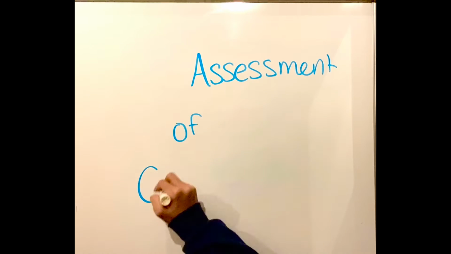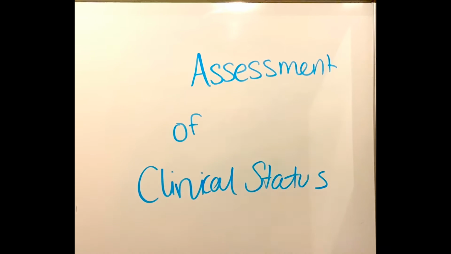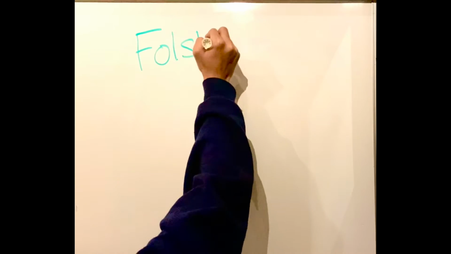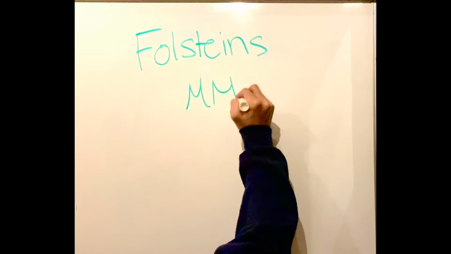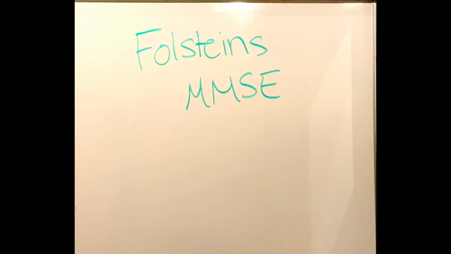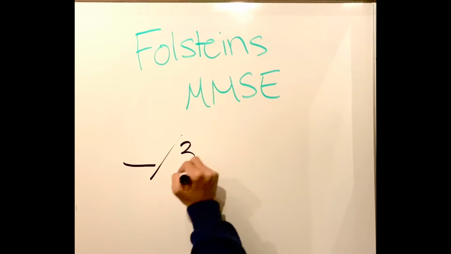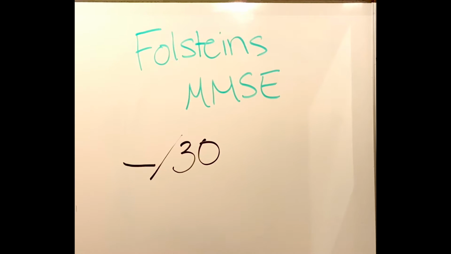The assessment of clinical status. Assessment of clinical status is done by Folstein's Mini-Mental State Exam. This is an exam that is based on 30 points and it is used to measure cognitive impairment. The lower the score out of 30, the more cognitively impaired the patient is.